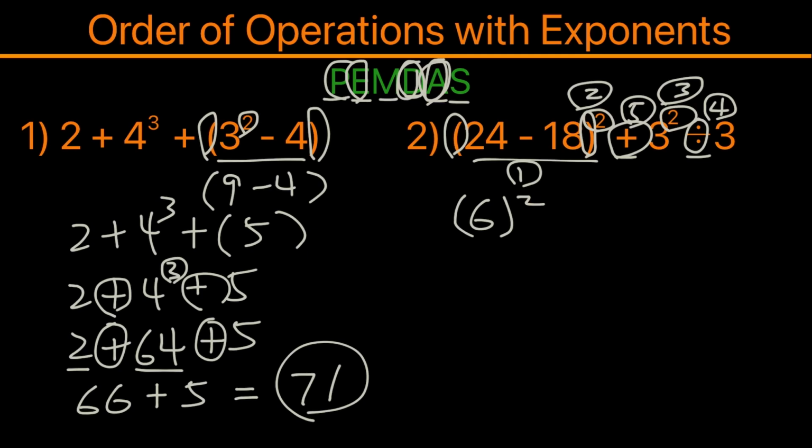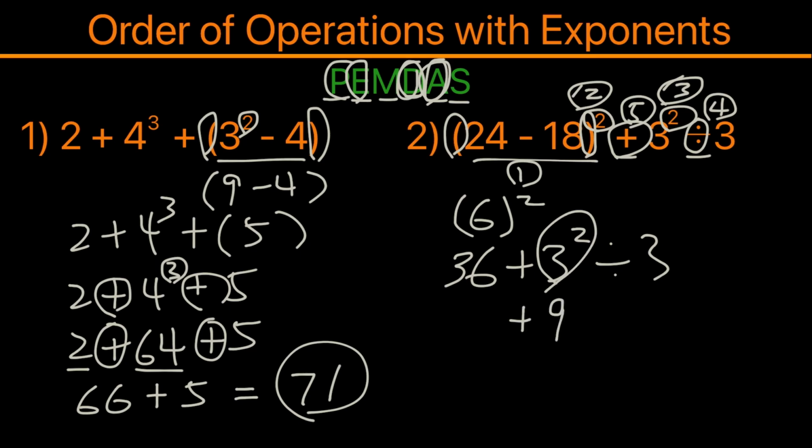Then the second portion that we're gonna do is the square. So the square, 6 squared is 36. We're gonna bring the rest down. And the third one that we wanna do is the exponent here. So that will be 3 times 3 is 9.